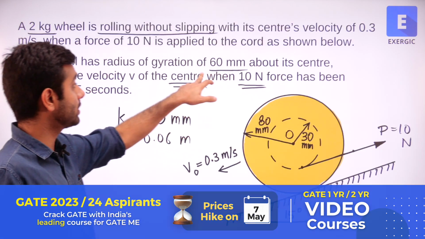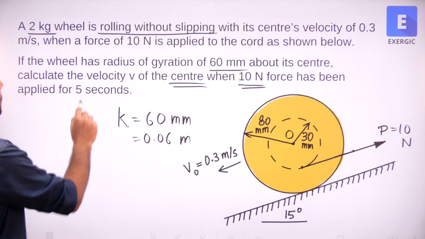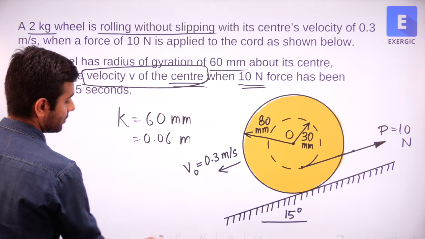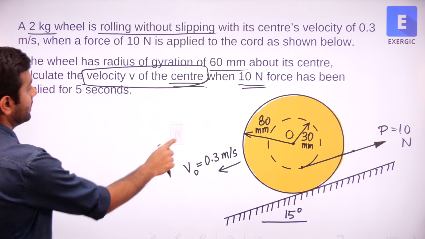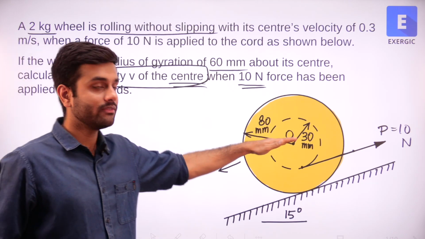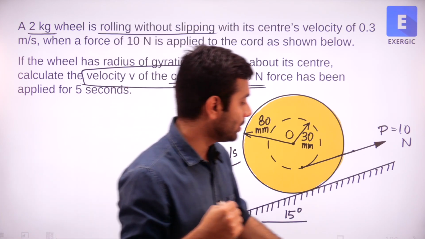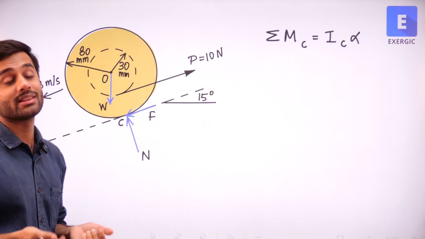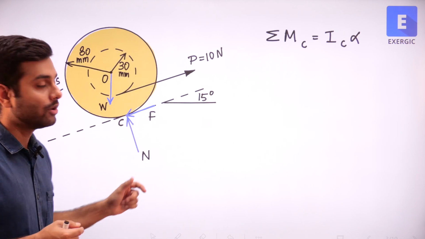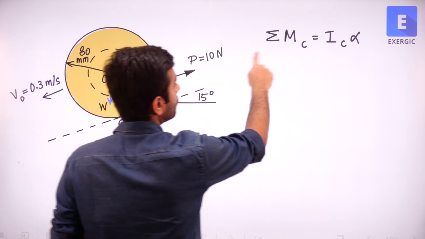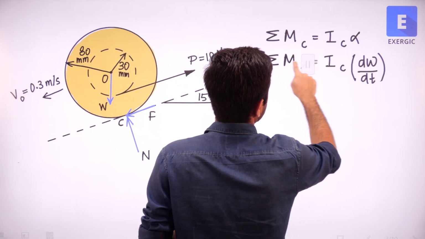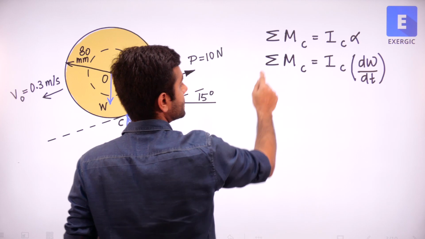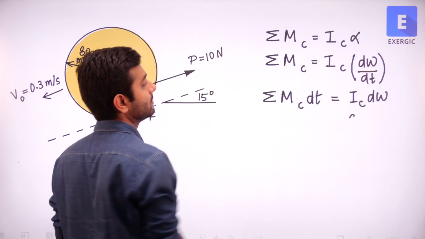If you look at the question, what is it asking you? It is asking you the velocity of the center. Correct or not? So to reach that velocity v, we need to come slowly from alpha. We will come from alpha to omega, then from omega to v, and that's how we are going to find the value of the velocity of the center. So here alpha we can write as d omega by dt. Correct? And this dt, if I bring to the left hand side, this is the equation that I will get.